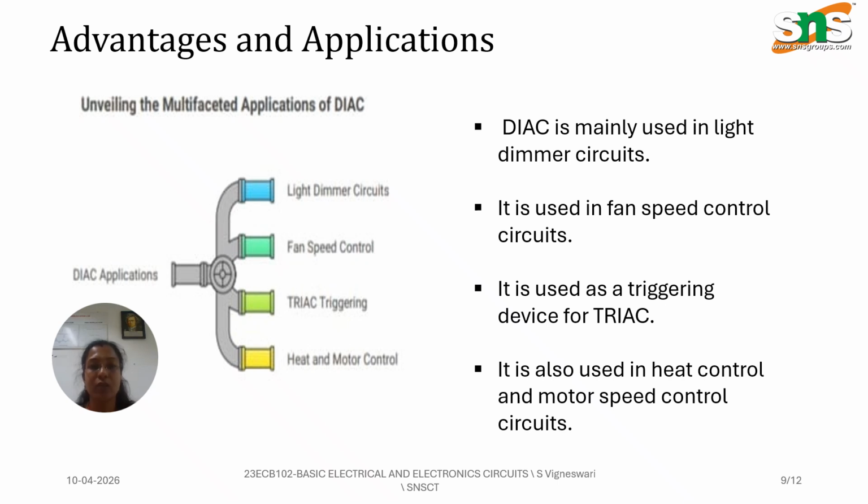Advantages and applications. Now let us discuss how the Diac is used. It is mainly used in light dimmer circuits to control brightness smoothly. It is also used in fan speed control circuits. Another important application is triggering the triac in AC control systems. Additionally, it is used in heater control and motor speed control applications. The advantages of the diac include simple construction, reliable operation, and the ability to reduce noise in the circuit. It also ensures smooth and symmetrical operation in the AC system.